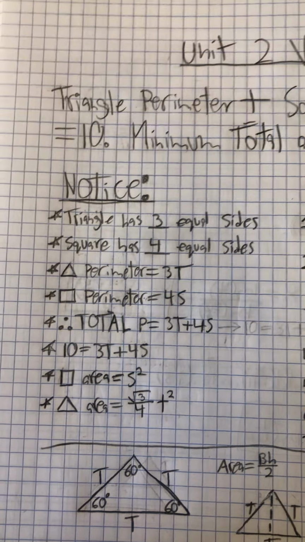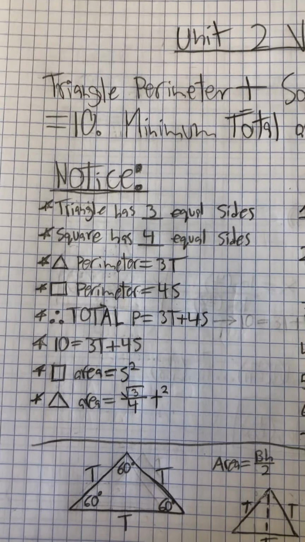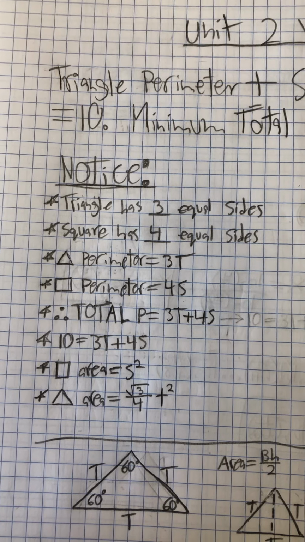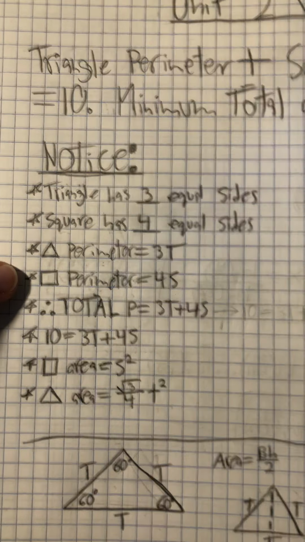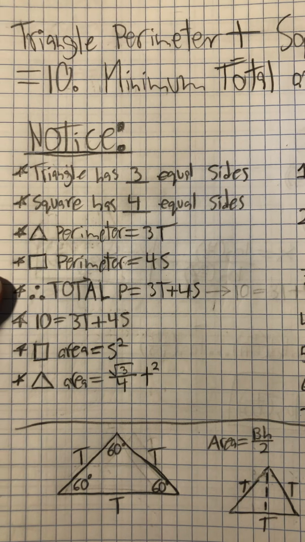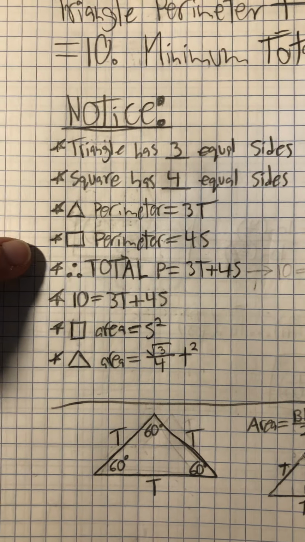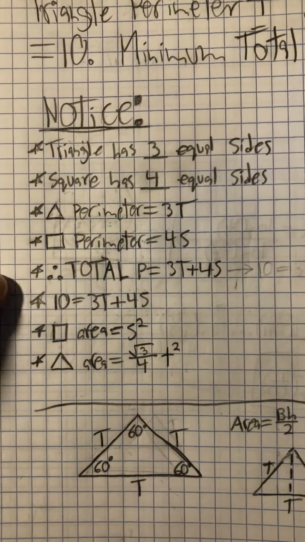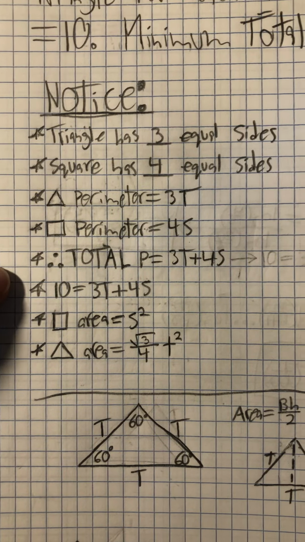So we can rewrite the triangle perimeter as 3t, t for triangle, and the square perimeter as 4s, s for square. Therefore, the total perimeter is 3t plus 4s, but we know the total perimeter is 10, so we can write 10 equals 3t plus 4s.